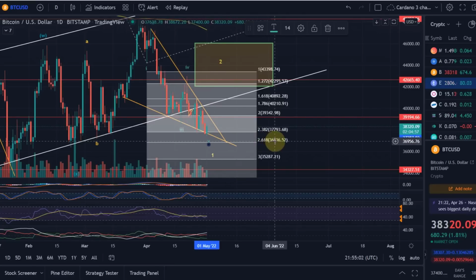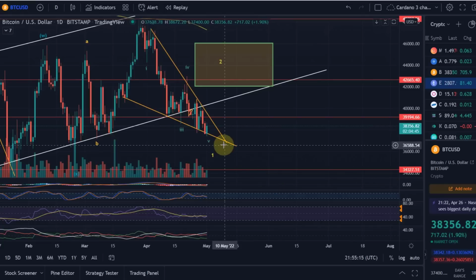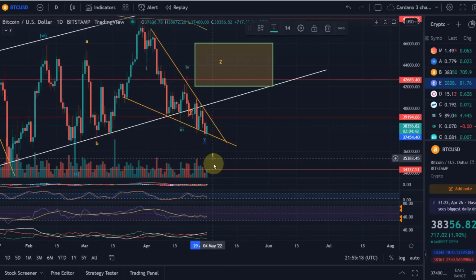We can drop to 36.8, for example. That would be the 2.618 Fib extension, or even 35.2. We just have to wait, but that would not happen without breaking out of that wedge pattern in which we currently are. And as always, we just have to be patient with the wedge.